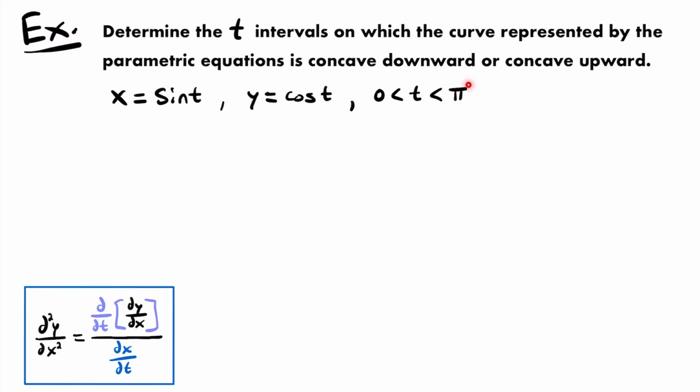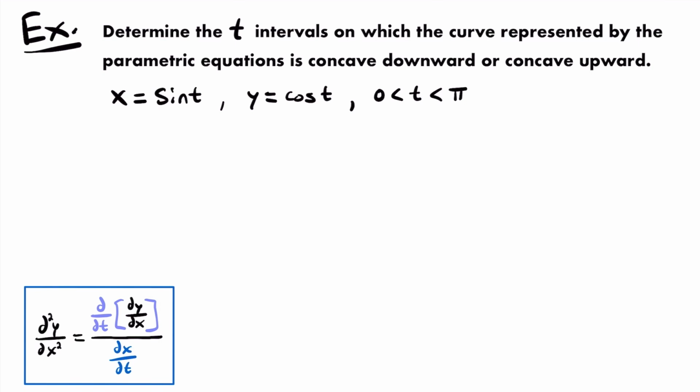All right, so here's our next example. We want to determine the t intervals on which the curve represented by the parametric equations is concave downward or concave upward. And this time we have x equals sine t and y equals cosine t, and we're only looking at the values of t from 0 to pi for these parametric equations.